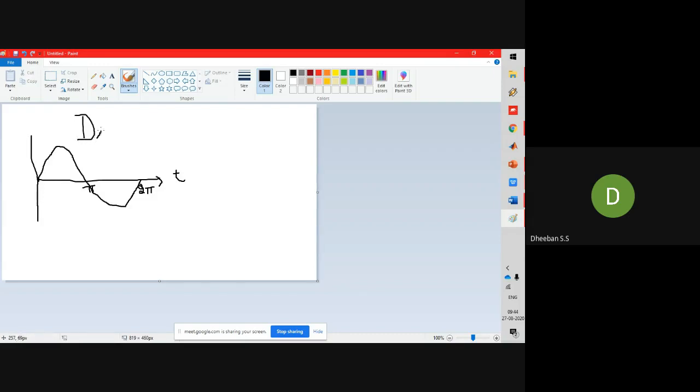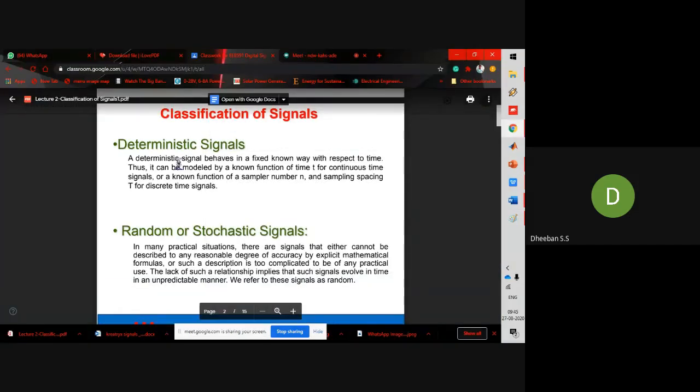So here there is a pattern, that is it is 0 at your pi and 0 at your 2 pi. Similarly again at your 3 pi it becomes 0. So it is a deterministic signal. After that, for a continuous random or stochastic signal, it will be in any kind of format. The zero crossing might be before or even after the pi, and it doesn't repeat the same pattern.